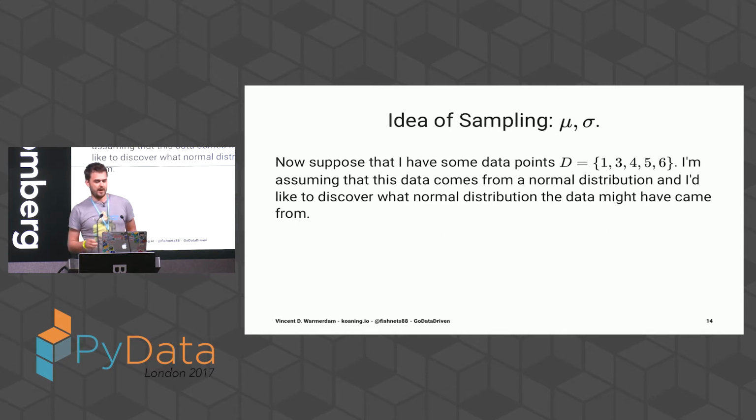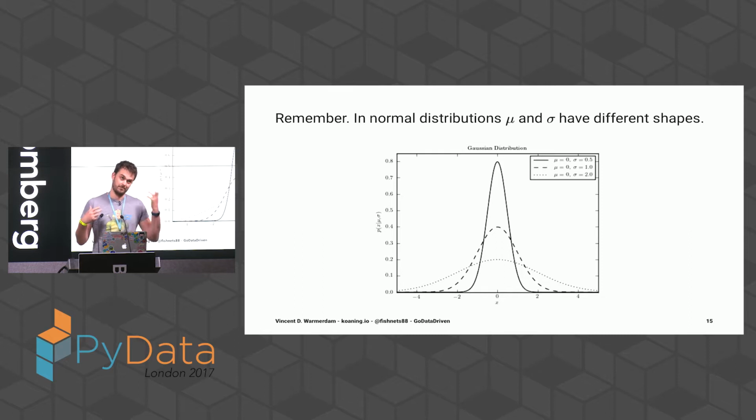Instead of doing that with pi, let's now assume that I have some data points, and I'm assuming that this data comes from a normal distribution. And I would really like to discover what normal distribution the data might have come from. For those of you who might need a bit of mathematical remembrance, a normal distribution has two parameters: a mu, which says where the center of my normal distribution is, and a sigma, which says how skewed it is to the tails, or how peaky it is. High sigma means there's lots of variance. Low sigma means there's low variance.